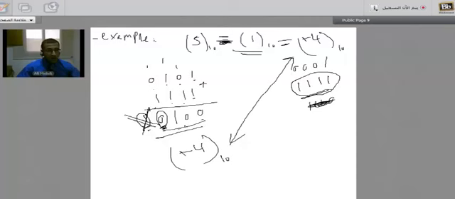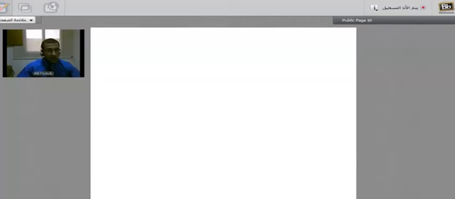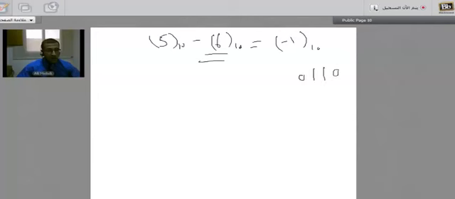Now let's take another example, the one we dealt with earlier. This time we have 5 in decimal minus 6 in decimal. Obviously, we know the result should be minus 1 in decimal. Now let's convert this number to its complement. This number is 0, 1, 1, 0, which is 6. Try to convert this number to its complement and see what you get. What do you get by converting number 6 to its complement?